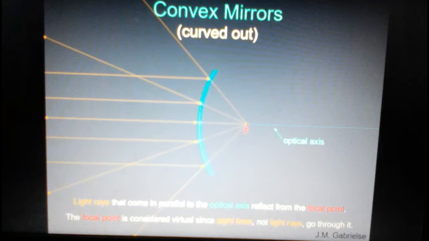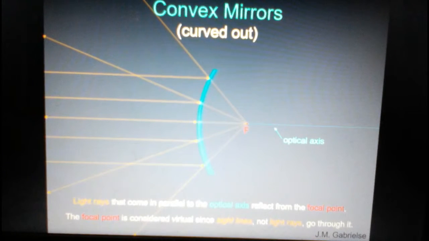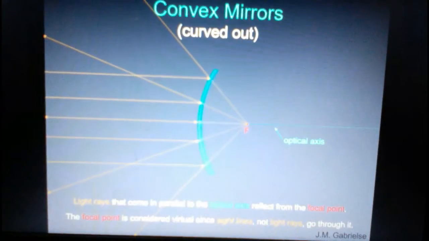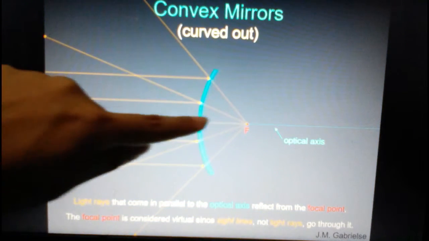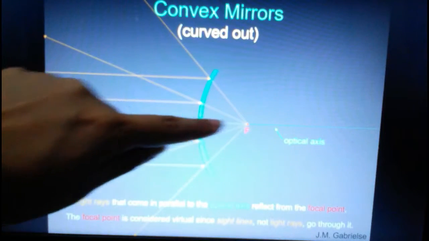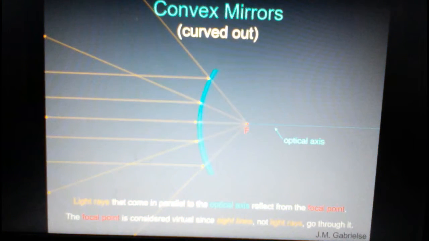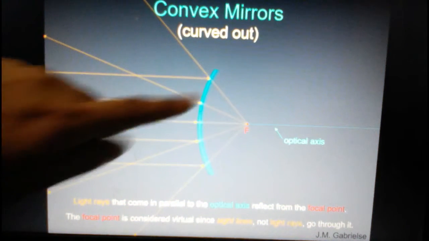Light rays that come in parallel to the optical axis reflect from the focal point. The focal point is considered virtual since the broken lines that you can see there are called sight lines, not light rays, because they go through it.